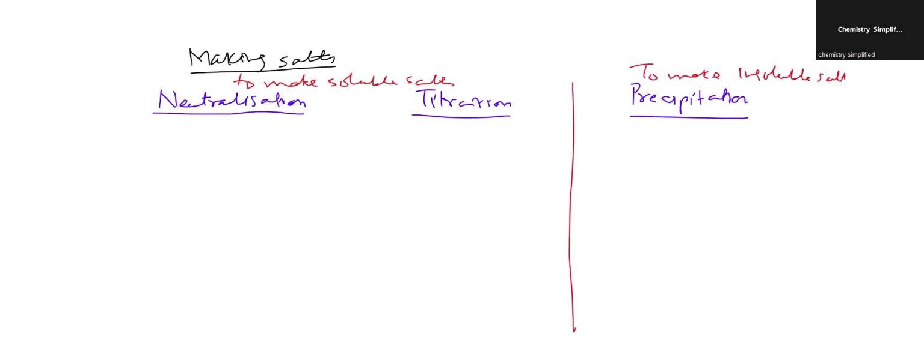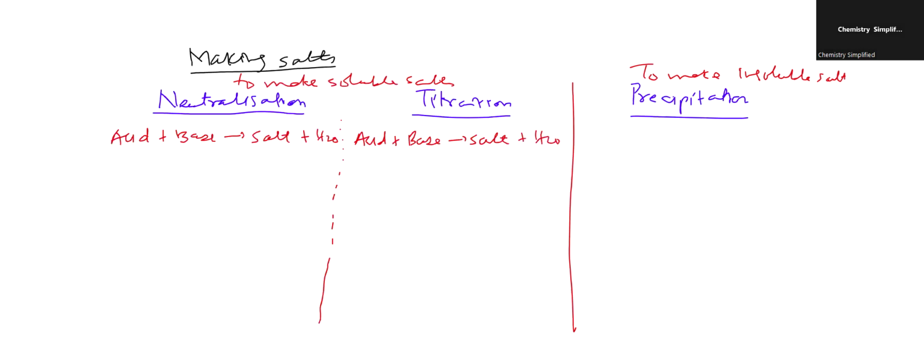Then what is the difference between neutralization and titration? The similarity in both the methods is that the reactants will be acid and base. So acid plus base gives you salt plus water. As we discussed earlier, in both cases the salt will be soluble, so aqueous salt. Acids are always aqueous, soluble. Water is liquid.